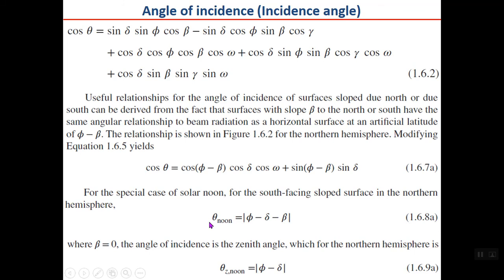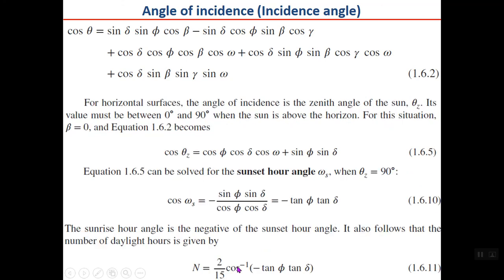This is a very good and very applied equation. For the case when beta is 0, the angle of incidence, as I told you before in the previous slide, is equal to the zenith angle. It means that theta is equal to theta z, which for the northern hemisphere can be written as this, because in this case beta is 0, and you can see that this equation is also very applied.